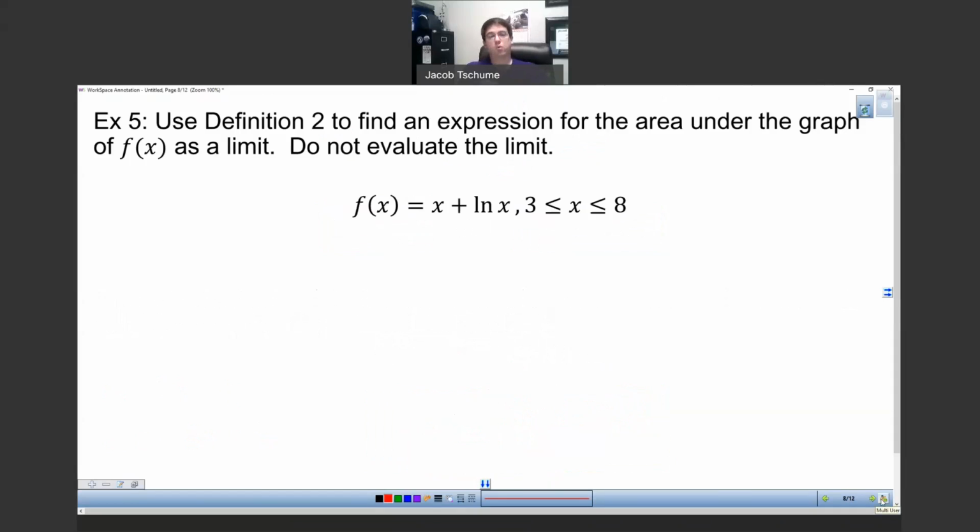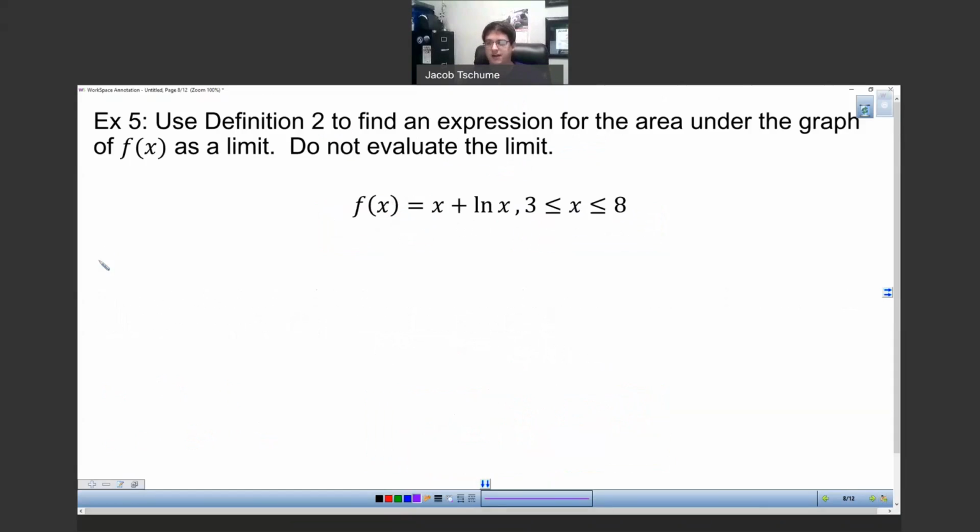Let me just do one more so that you have it in your notes. As you can see, I don't have the formula up here this time, so I will write it before we get started. So I want you to use the same definition to write the expression of the area under the curve for f of x equals x plus the natural log of x on the interval 3 to 8.